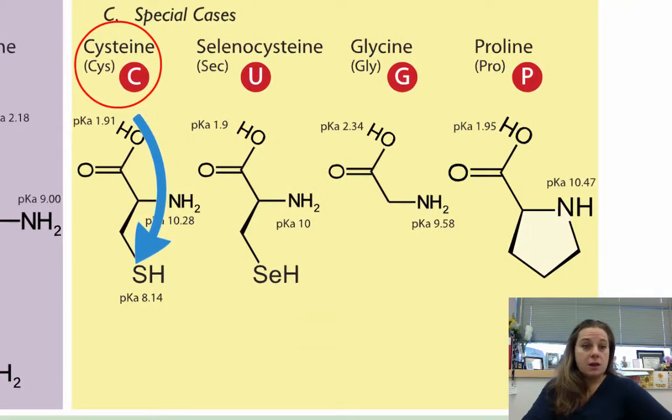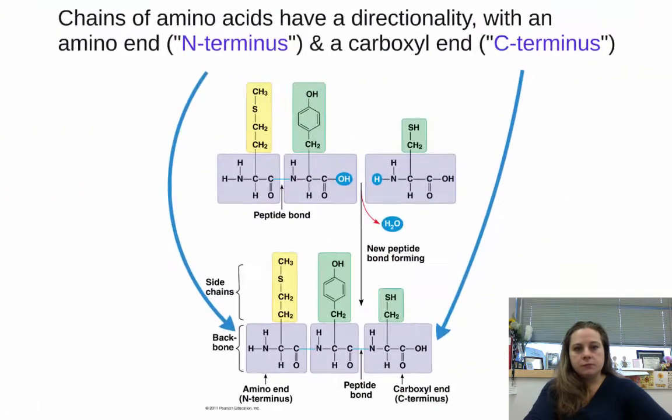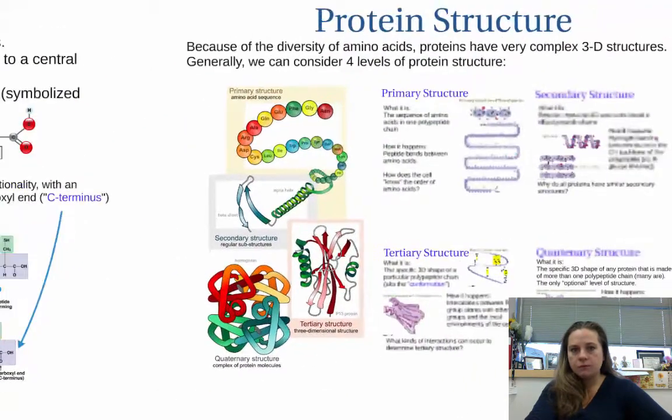Here are some others. Cysteine is one of the ones that contain sulfur. Notice the pHs are a little varied with them. Methionine, there's your other sulfur right there. Methionine carries a very important role in protein synthesis. We often begin the process of putting together a protein with methionine, also known as that first Met. Chains of amino acids have directionality: the amino end, the N terminus, and the carboxyl end, the C terminus. So you do read them in a very particular way when they are formed.